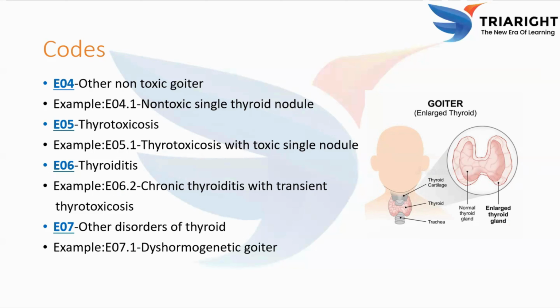Coming to the next example, E05. What is E05? Thyrotoxicosis. What do you mean by thyrotoxicosis? It's a condition where the thyroid gland produces too much hormone, that is T3 and T4. This speeds up the body metabolism, causing weight loss, sweating, tremors, and a rapid heartbeat. The common causes include Graves' disease or toxic nodules.